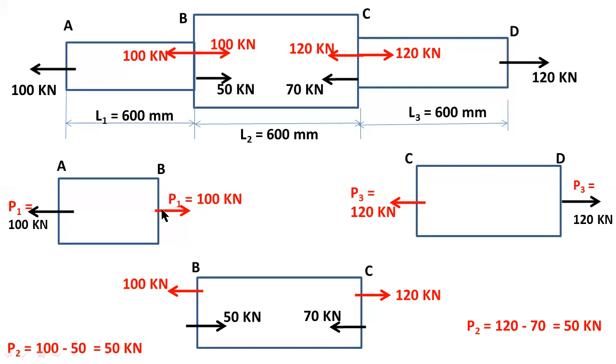Here the load acting on the bar AB is a tensile load, that is P1 equals 100, so you have to consider a positive sign. Here also the load acting on the bar CD has a positive sign, because these two are tensile loads. The value P2 also has a positive sign, that means tensile load. So P1, P2, P3, these three have positive signs, that means these three are tensile loads.